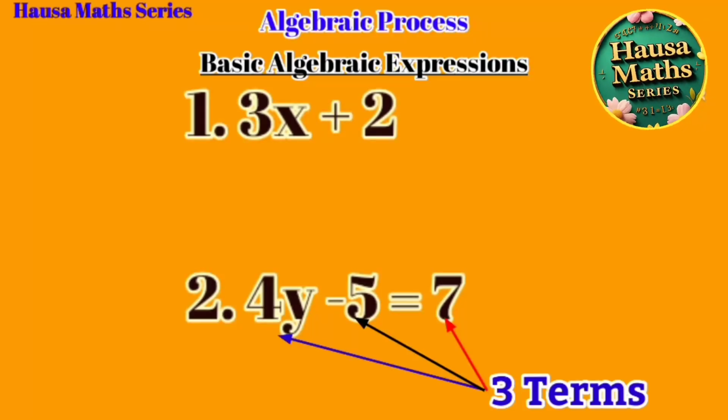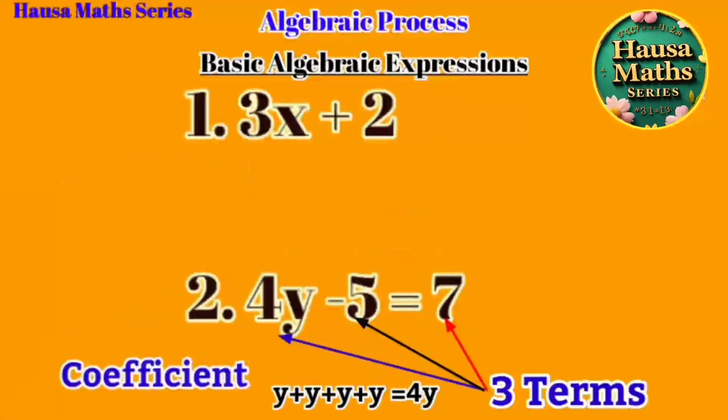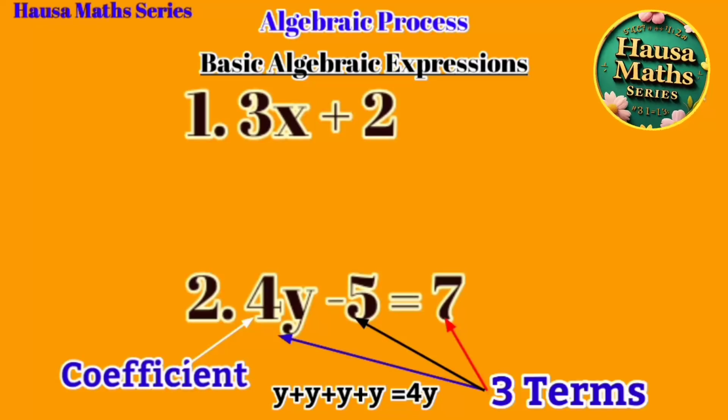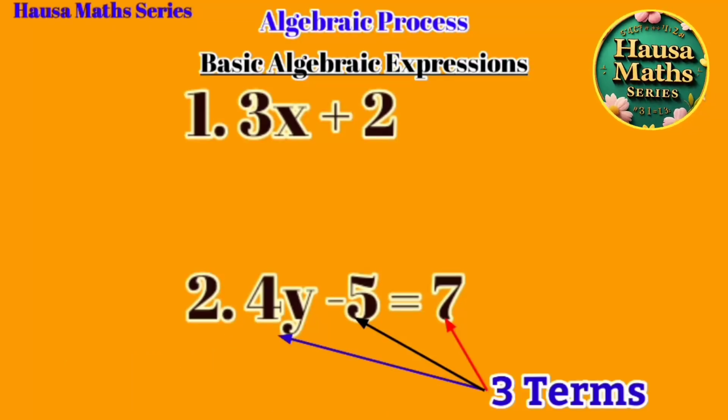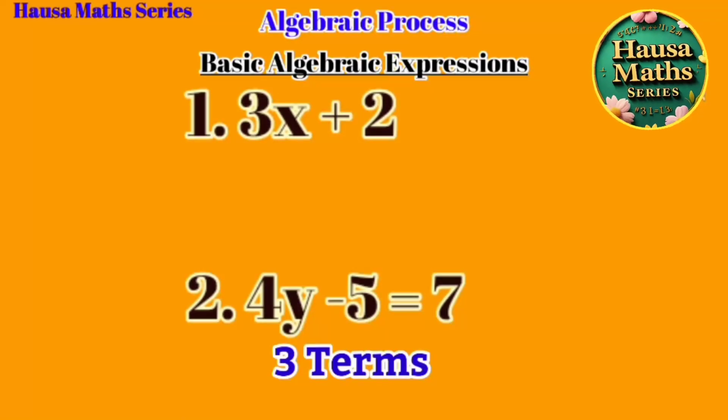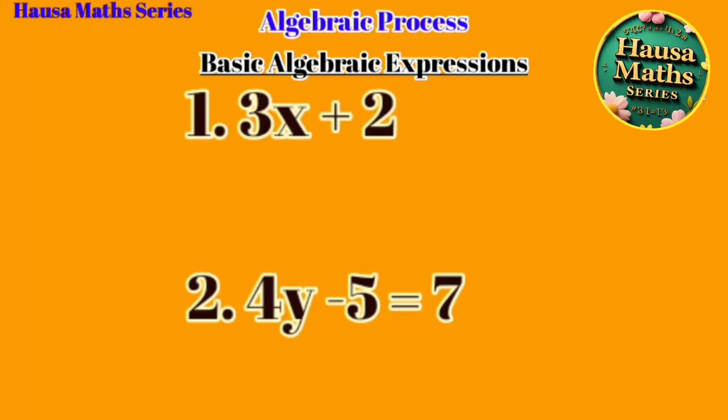So this 4y stands for a variable, 4y, which we don't know. y plus y plus y plus y is 4y, and this minus 5 and 7 are constants, while this 4 is a coefficient. So we need to know what are called like and unlike terms. Any numbers that can be added or subtracted together to have a single term are like terms. If you cannot add or subtract them, they are unlike terms.